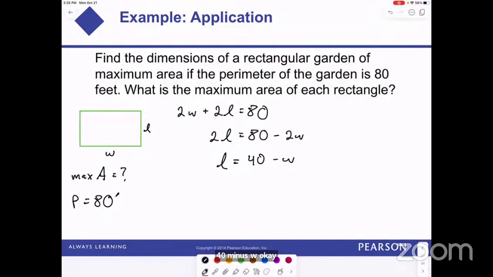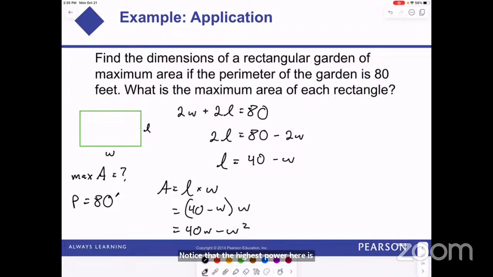So then an expression for the area is going to be length times the width, which is going to be the 40 minus W times W. So then that's going to be 40W minus W squared. Okay. Again, our goal is to maximize the area. The highest power on any variable is a 2. So that means this shape should be a quadratic, a parabola, a U-shaped curve. So the max should occur at the vertex, and notice that the leading coefficient is negative, right?